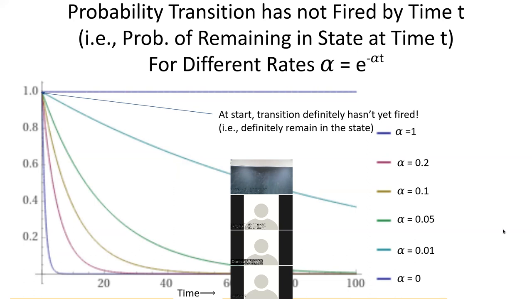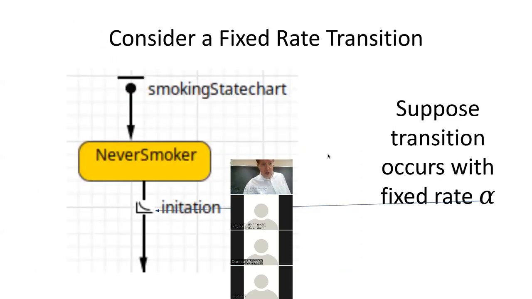So the first of them that I want to talk about is this idea that if we have a transition like this, imagine you have a transition out from this. You could talk about the probability that after a certain amount of time you will remain in that never smoker state. So we could ask, after a year, what's the chance they remain a never smoker? After 2 years, what's the probability they remain a never smoker? After 10 years?